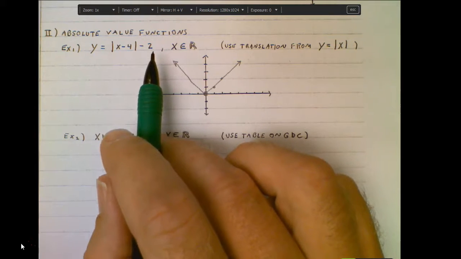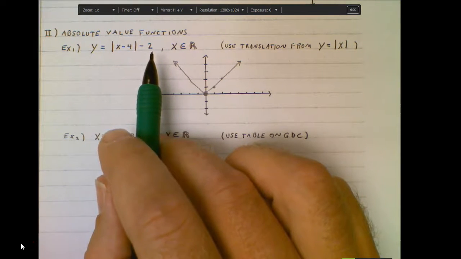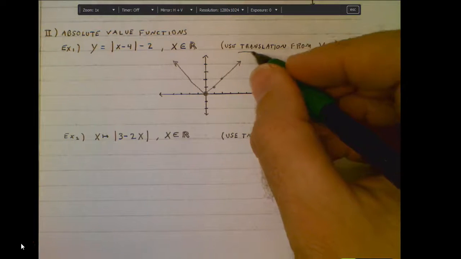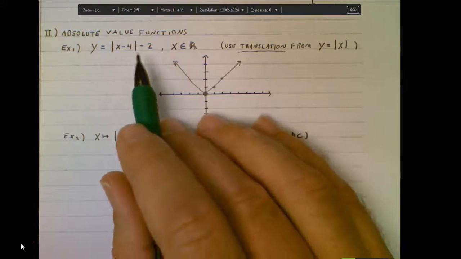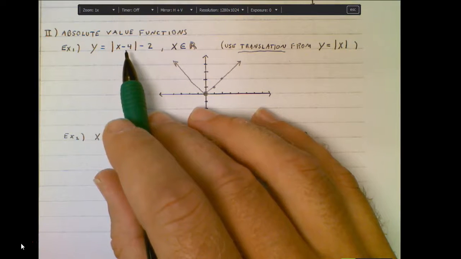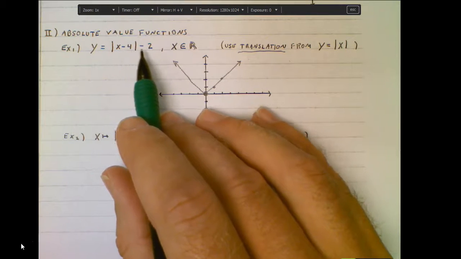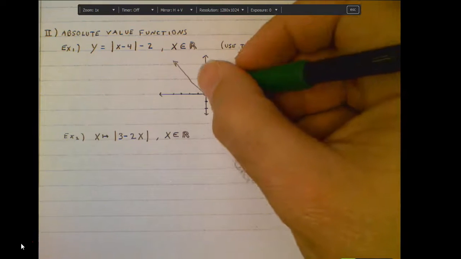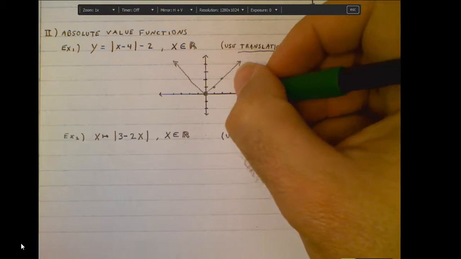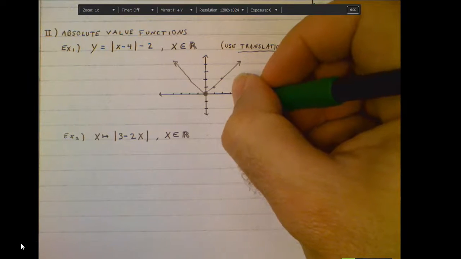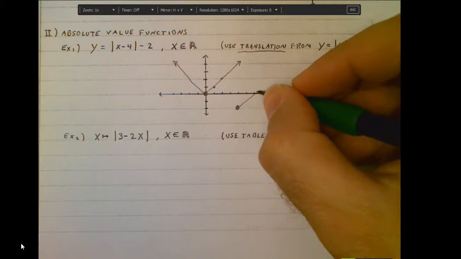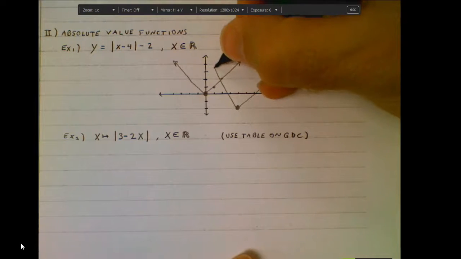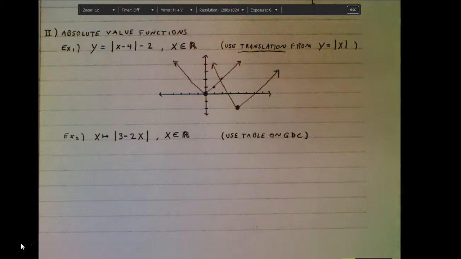But let's see how this would affect the parent function. There's always a couple ways you could do this. You can do it in the calculator, which I'll show you in a second. You could make a table of values. The easiest way is to just use a translation. And if you remember your translation rules, this tells me I'm going to shift 4 units to the right, and this tells me I'm going to shift 2 units down. And so if I took that whole graph and went 4 units to the right and 2 units down, then I can get my graph doing that. So that's an easy way just by using those translation rules.